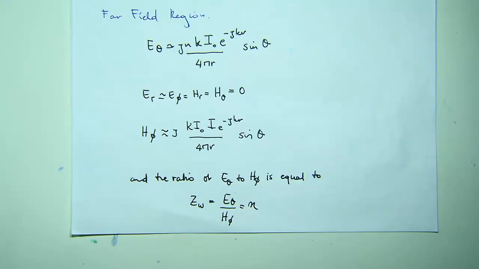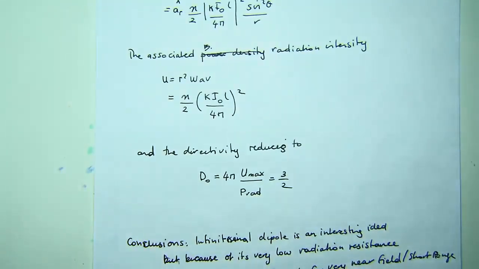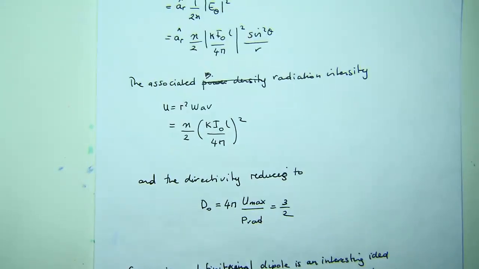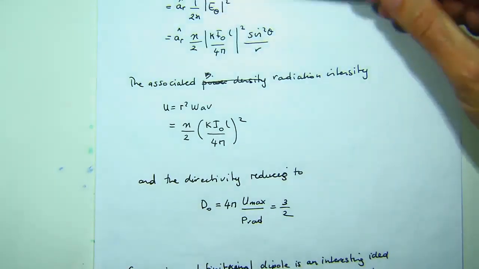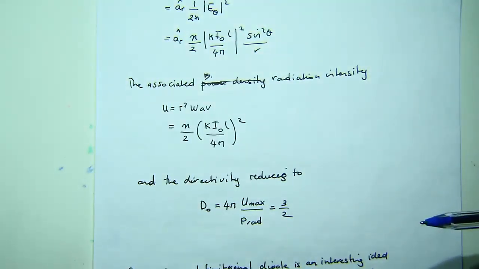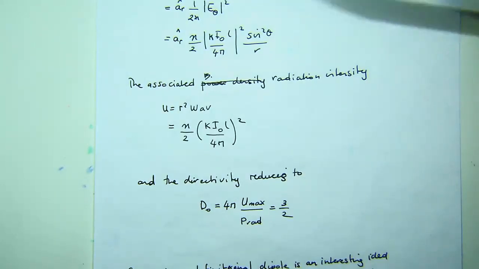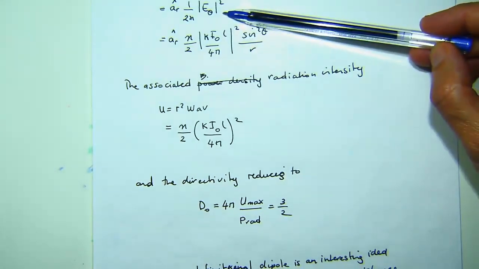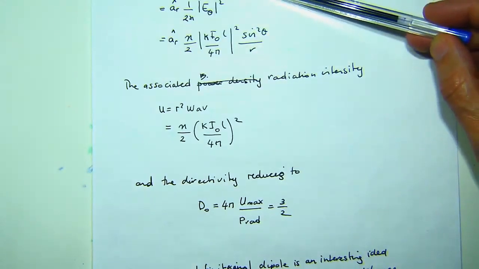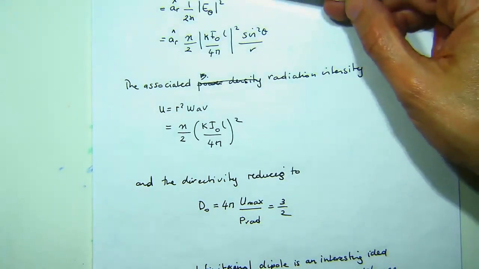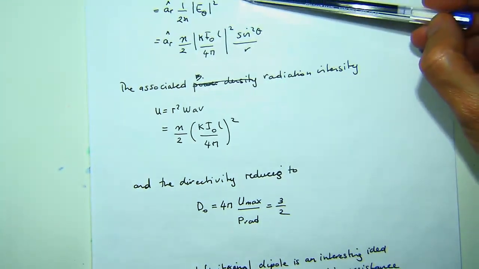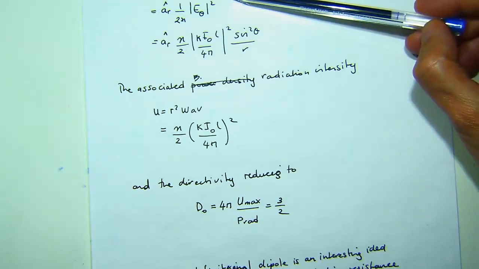Okay. All right. Then, just a little bit more on this infinitesimal dipole. We're going to calculate its directivity. So we work out the radiation intensity for that. We've gone through the calculation. Now, remember what I've just said: because we're working with directivity, we're in the far field, and directivity only makes sense in the far field.